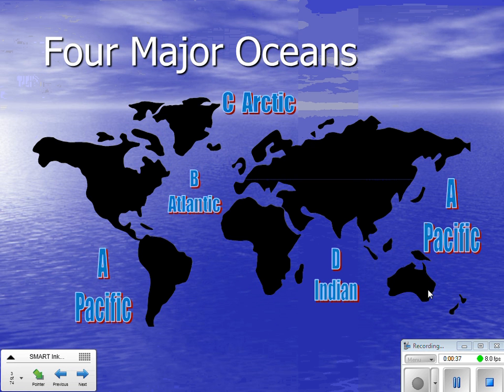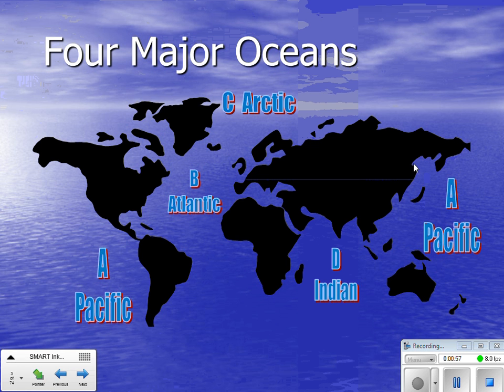And then here are the 4 major oceans. You will need to know the oceans' locations if you don't already know them. We live right here by the Atlantic, so this whole area all through here is called the Atlantic Ocean. And then the Pacific Ocean is over here as well as over here, because this is a flat map and we have a round world.